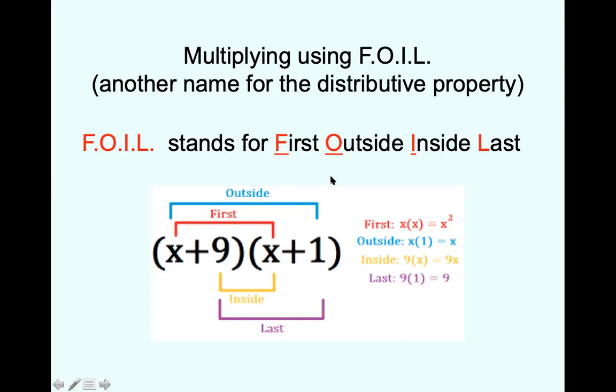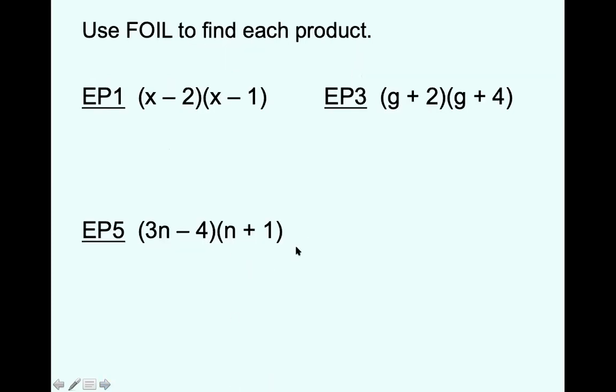The I stands for inside. It's these ones really close together inside here. So 9 times x would be 9x. And last is the last thing in the first parentheses multiplied by the last thing in the second parentheses. All right, let's look at our next slide. All right, so we're going to use the FOIL method.